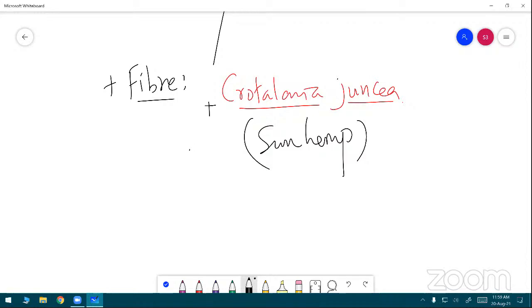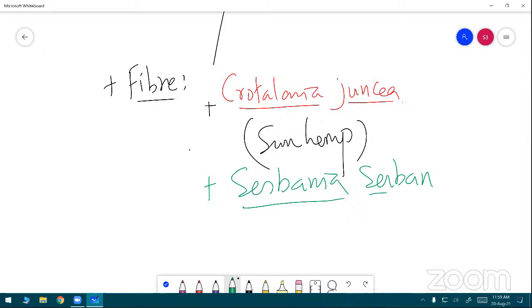Okay. One more category, that is Sesbania sesban. In the first category, the food plant that we discussed is Sesbania grandiflora, but here the name of the plant is Sesbania sesban. Sesbania sesban is a fiber yielding plant, whereas Sesbania grandiflora is a food plant. These two plants are used for making rope, right?